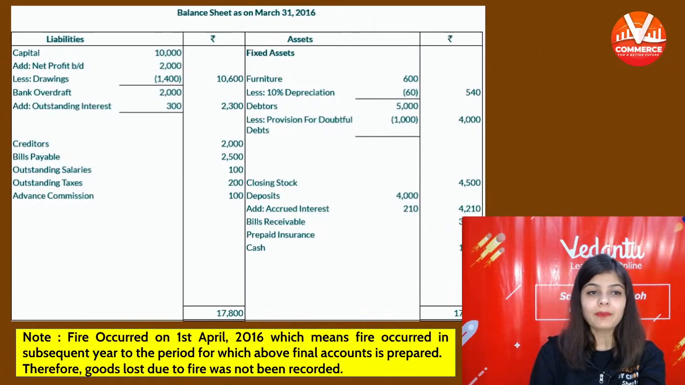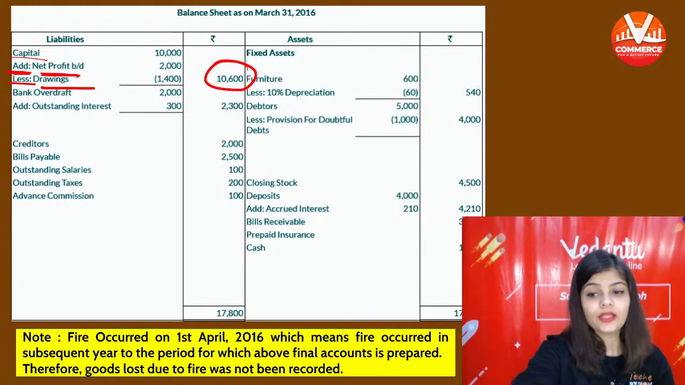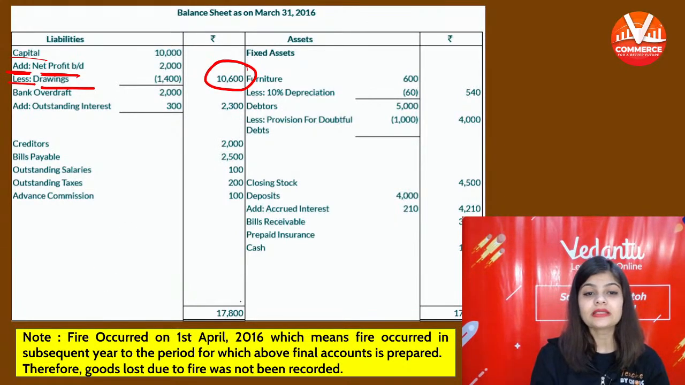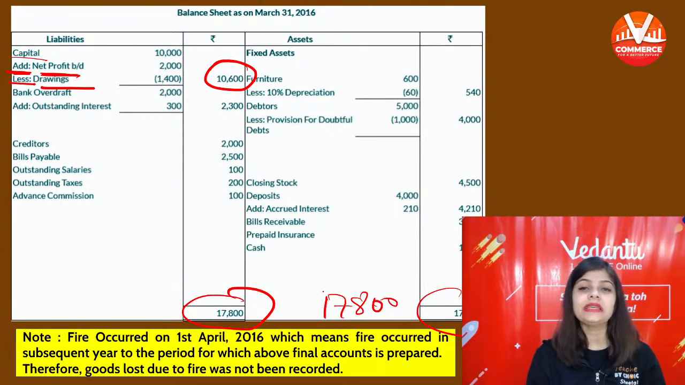So in the capital you will add net profit, you will subtract drawings. The capital is 10,600 and you can see the total is equal on both the sides, 17,800, which means our answer is absolutely correct.